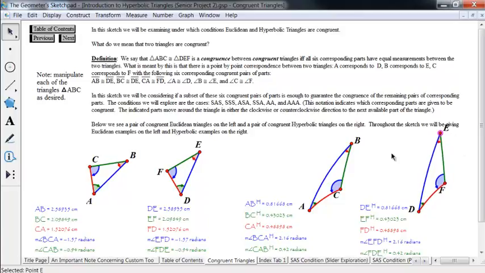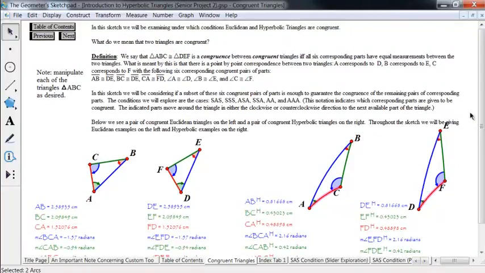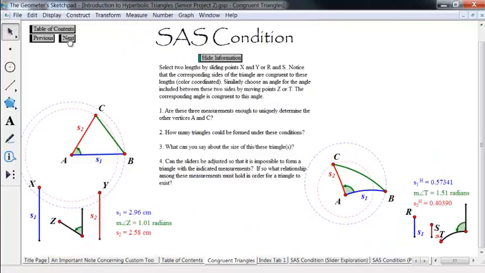Notice that we have this side-by-side demonstration with Euclidean on the left and hyperbolic on the right. The color coding and the labeling match, so if we want to say, for example, that segment AC is congruent to segment FD, that's true in the Euclidean drawing, and it's also true in the hyperbolic drawing. Somewhere down here there's your edge of the plane for the hyperbolic. Basically it just goes like that. We have previous and next buttons, a table of contents button, and so forth.